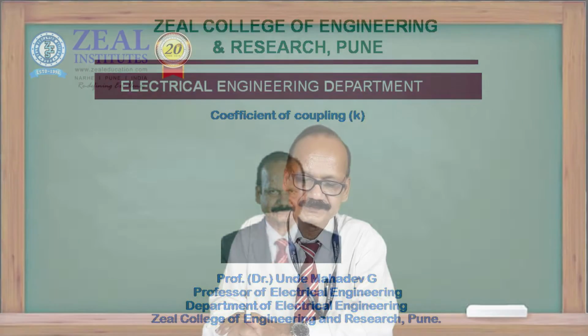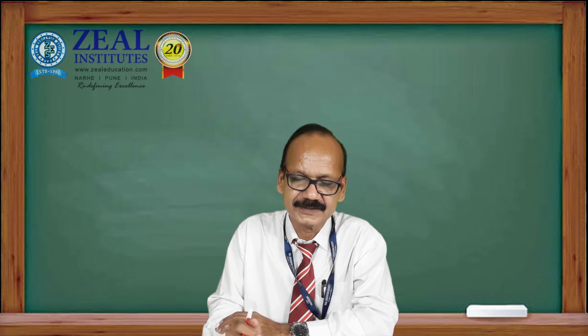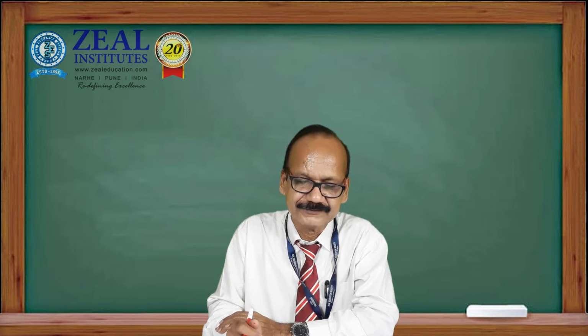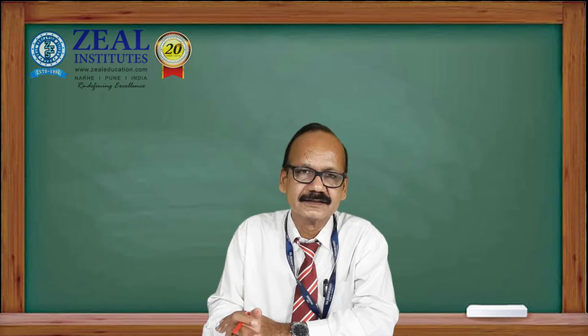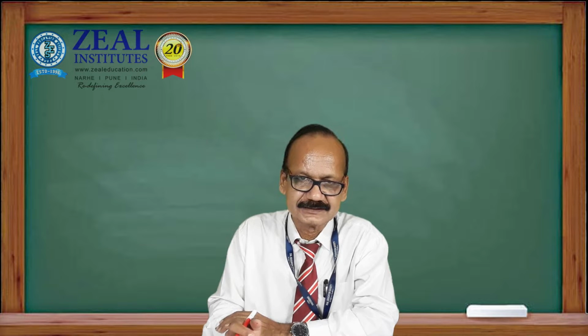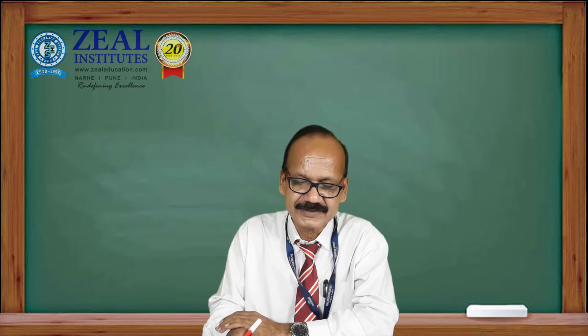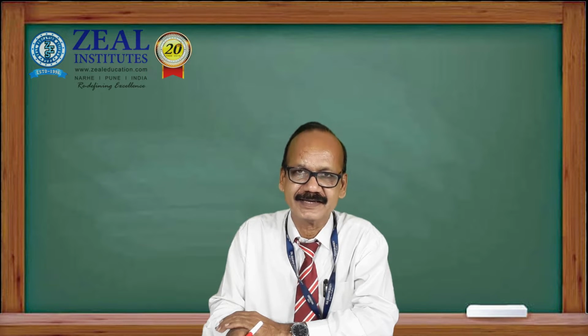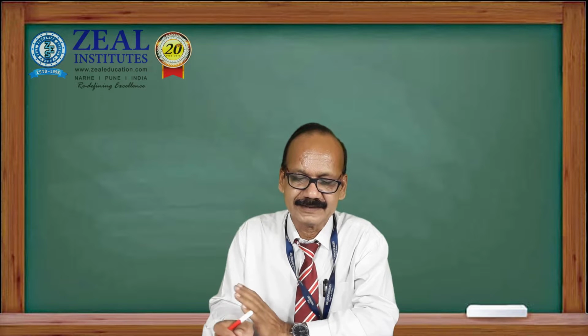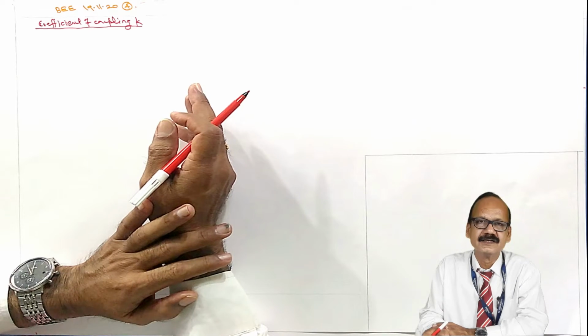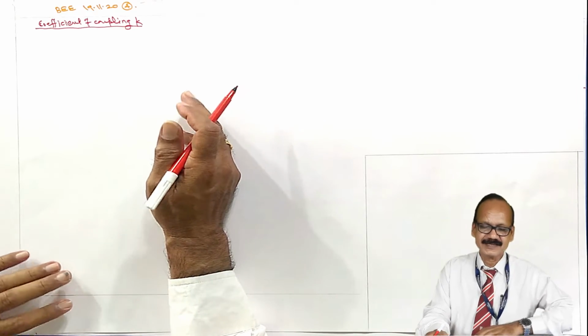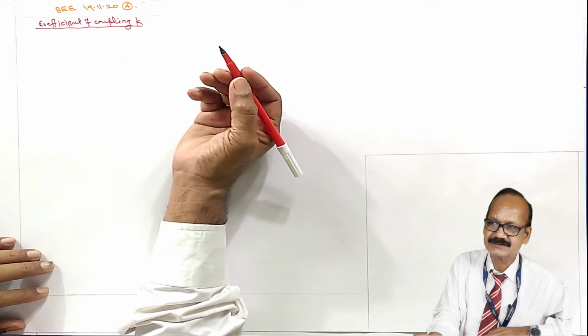Hello students, in the previous video lecture of Basic Electrical Engineering, we have learned mutual inductance, the definitions and numericals based on it. Now in this video lecture, we are going to learn the coefficient of coupling K and its importance. Now let us consider two magnetically coupled coils having turns N1 and N2.